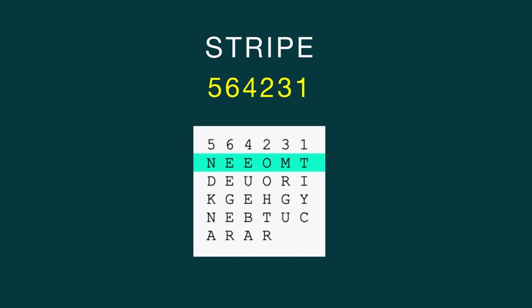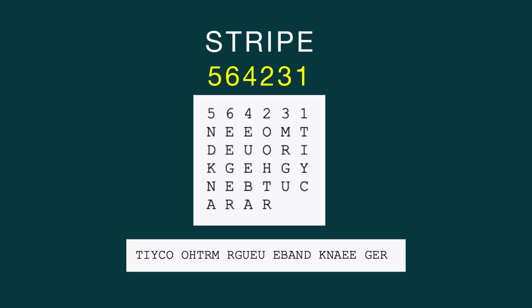be NEEOMT, second DEUORI, third KGEHGY, and the next NEBTUC, and the last row will be AR. As before, this is read off column-wise to give the ciphertext. TIYCO, OHTRM, RGUEU, EBAND, KNAEEGER. If multiple messages of exactly the same length are encrypted using the same keys, they can be read simultaneously.